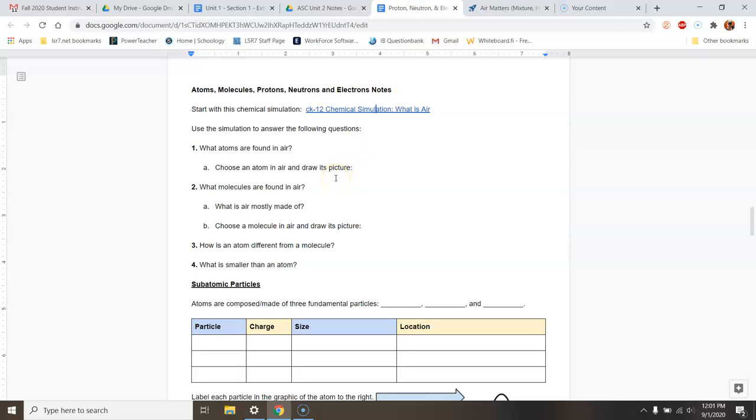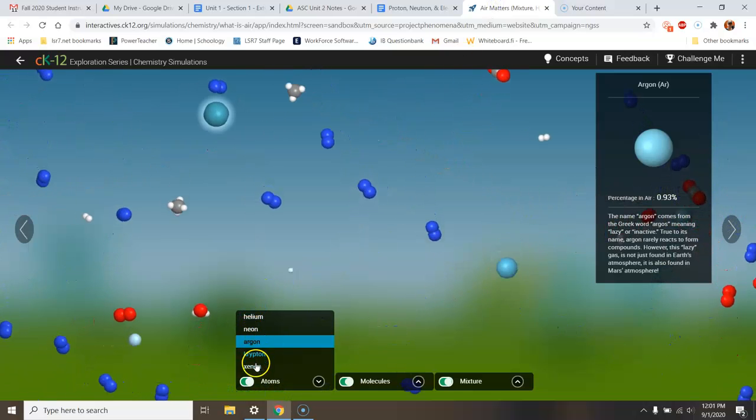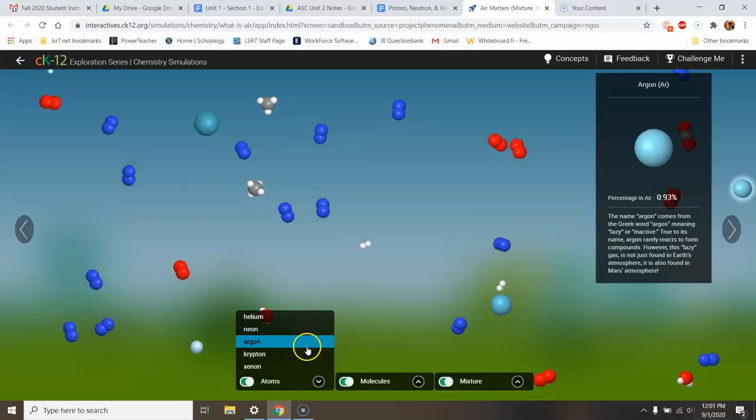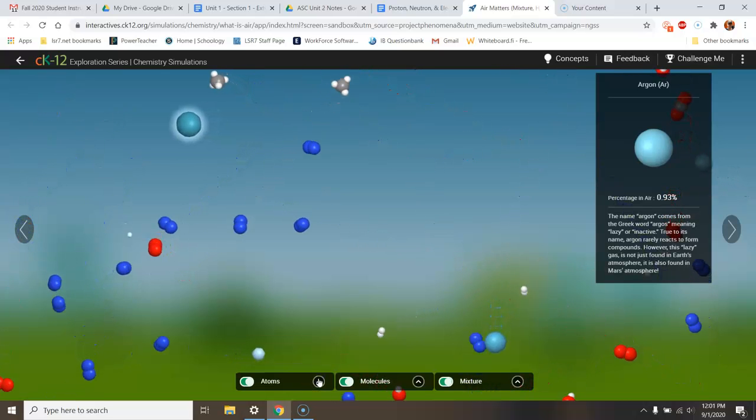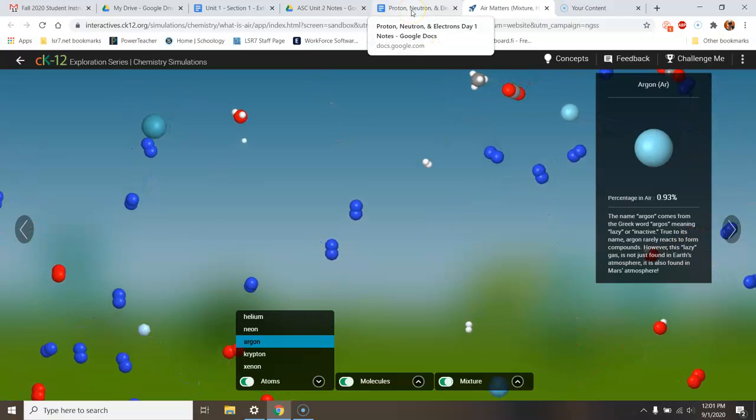So looking at this one, what atoms are found in air? Well, there they are. Helium, neon, argon, krypton, and xenon. They're all the things that are right here under this menu, under atoms. So just go ahead and write those down.